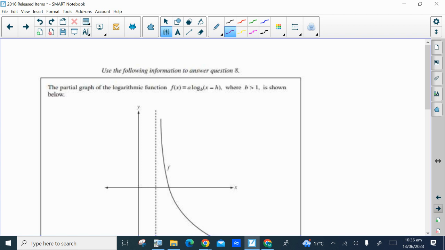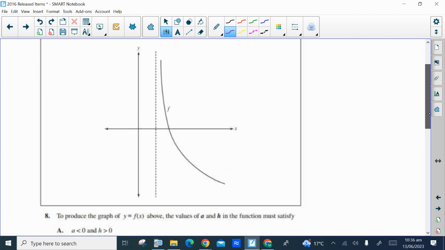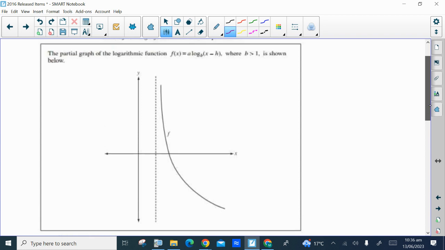This next question, based on this graph, the partial graph of a logarithmic function in the form f of x equals a log base b of x minus h, where b is greater than 1, is shown below. To produce this graph, the values of a and h in the function must satisfy what?